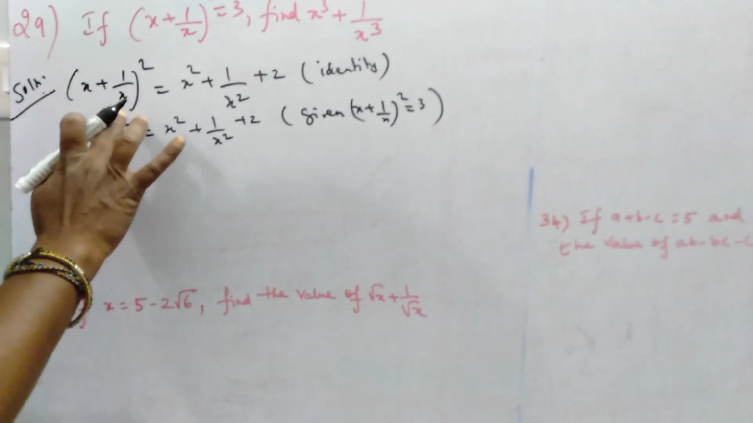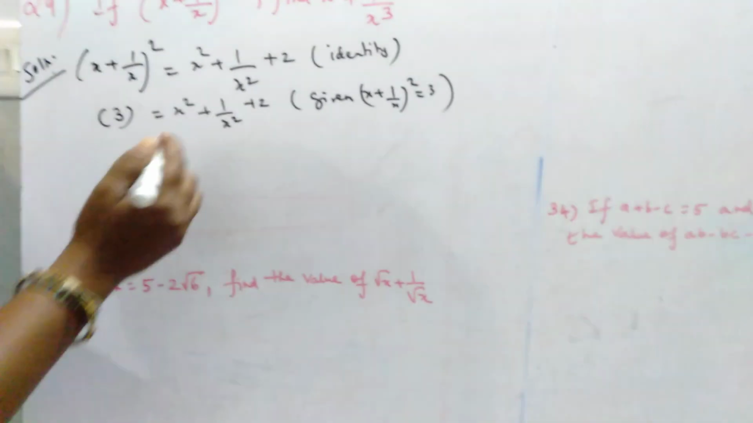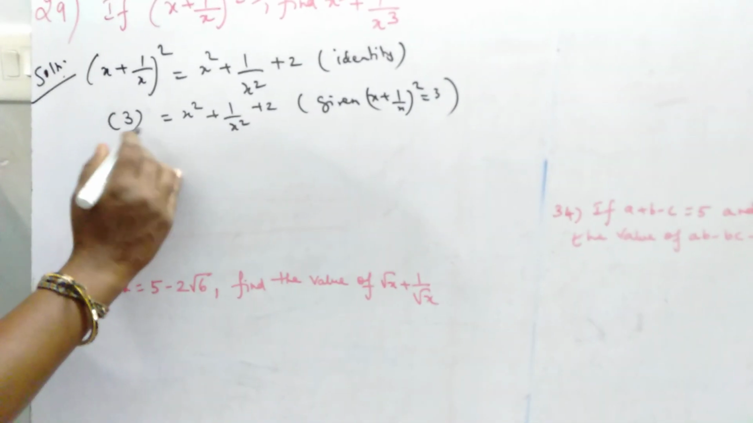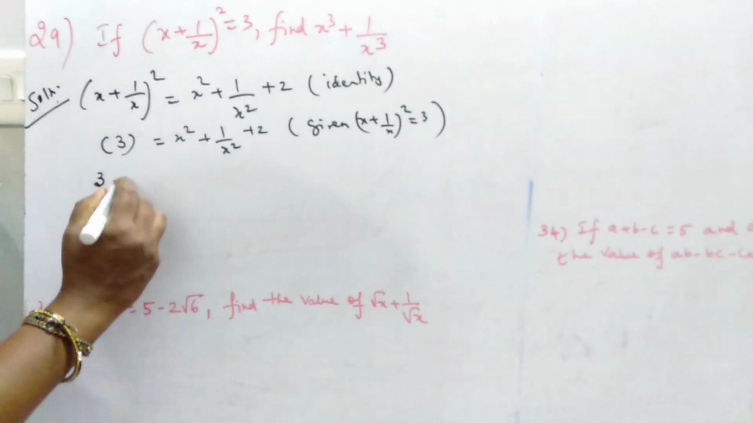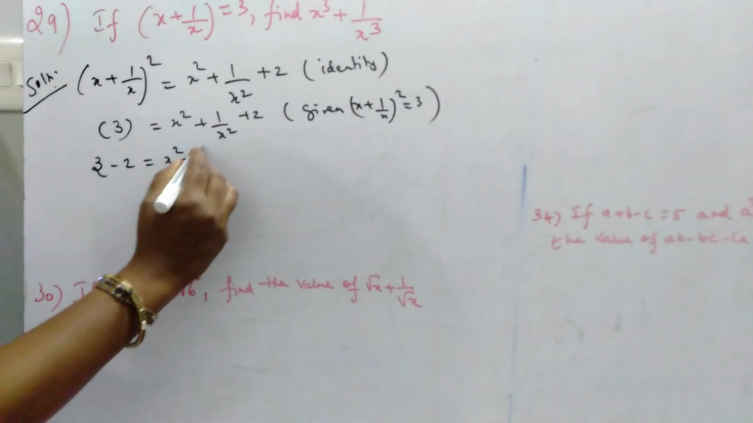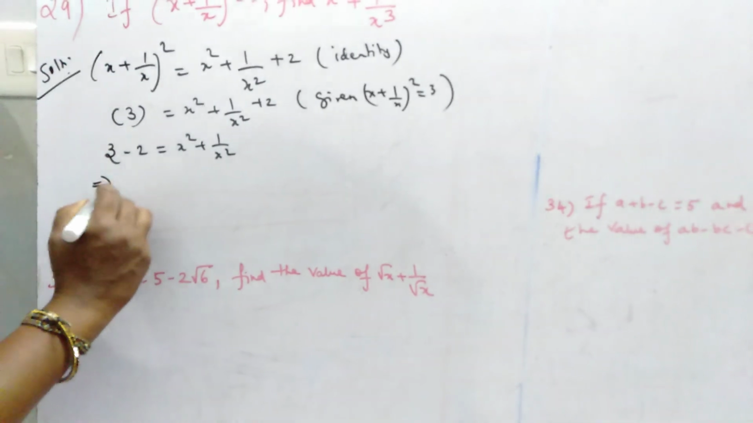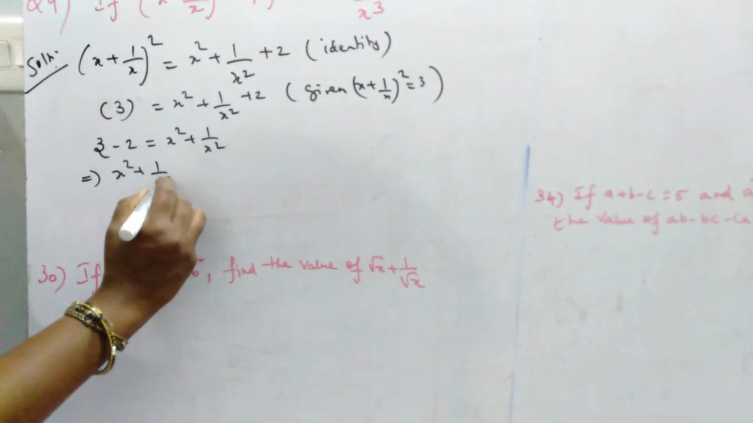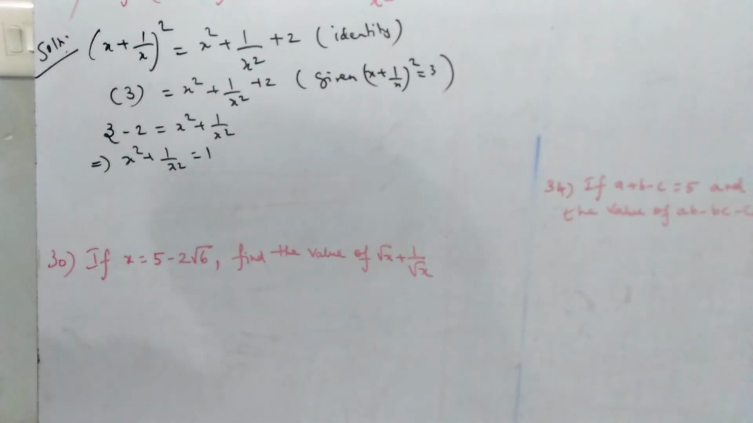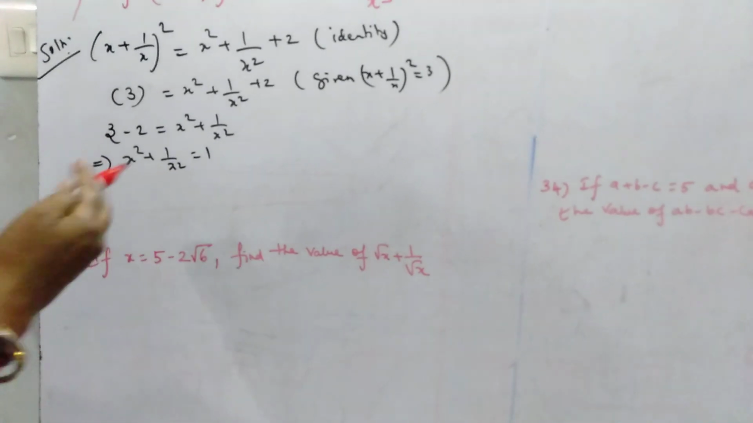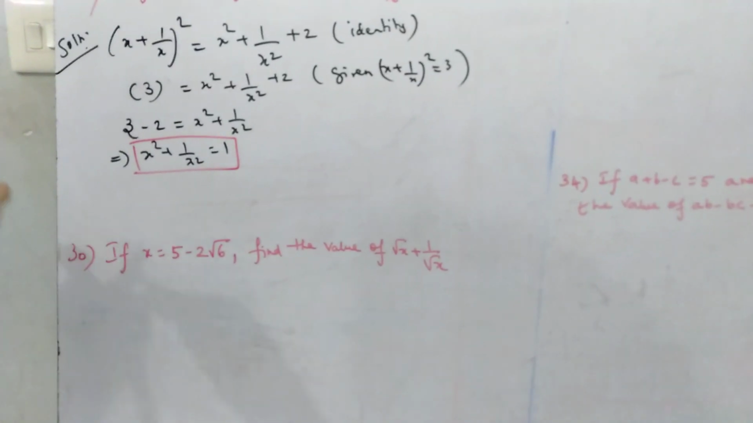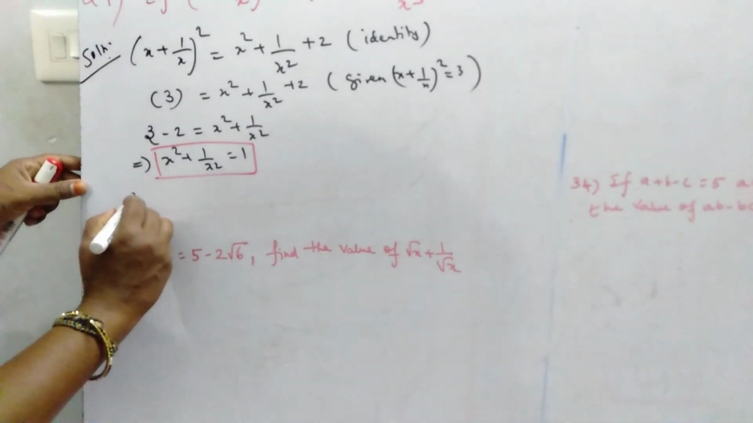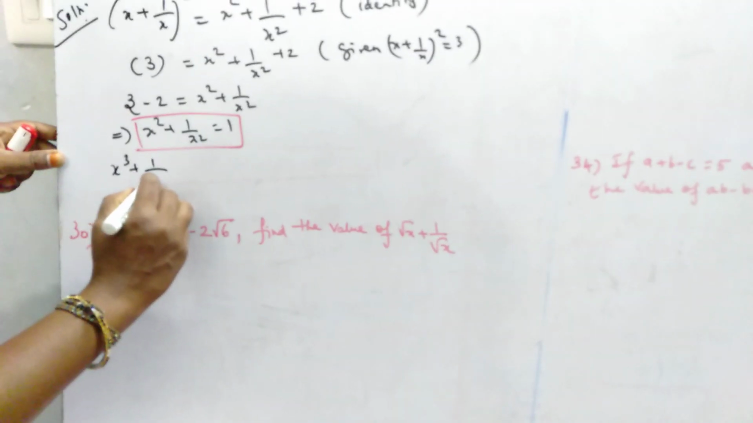Right. So the whole square value is 3 here. Next, we are supposed to find this x² + 1/x². So this 3, bring this 2 this side, minus 1, that is x² + 1/x². So which implies x² + 1/x² = 1. Right? So keep this value. Then we are supposed to find x³ + 1/x³.